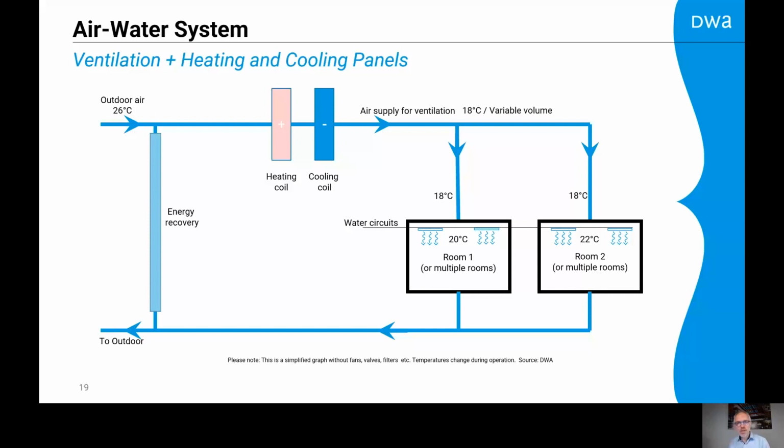Summarizing this concept in a schematic way, we see the following. In the air handling units, the outside air is cooled down. For example, from 26 degrees to 18 degrees Celsius. For every room, we provide the same temperature. Heating and cooling is performed by the radiation panels in combination with the water circuits and the control valves. So that seems quite intelligent, but not all concepts are that intelligent.